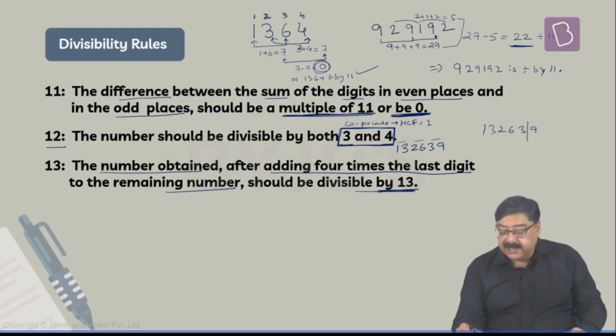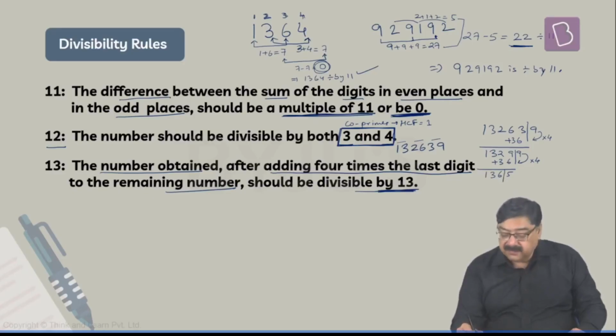Take the last digit, that is 9. Now take 4 times 9, that is 36. Add 36 to the remaining number. So what you get now is 13299. Once again, take the last digit and multiply it with 4. What do you get? 36. So 9 plus 6 is 15, 2 plus 3 plus 1 shall be 6. So we get 1365.